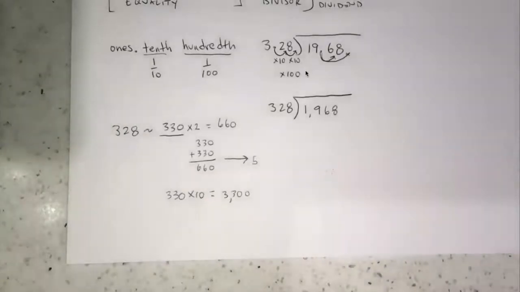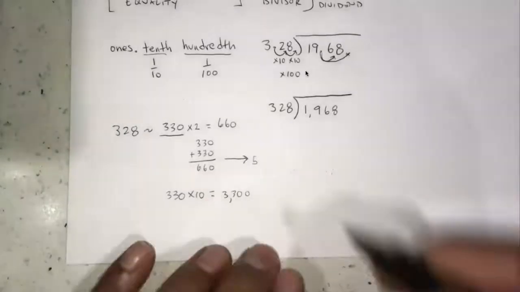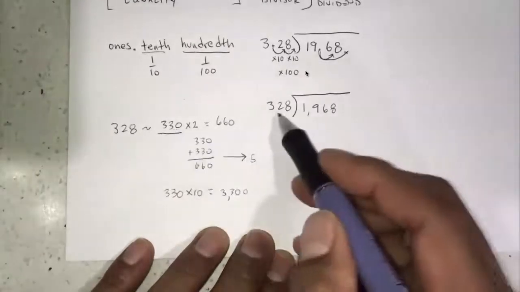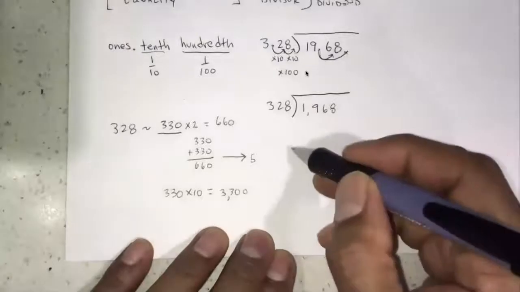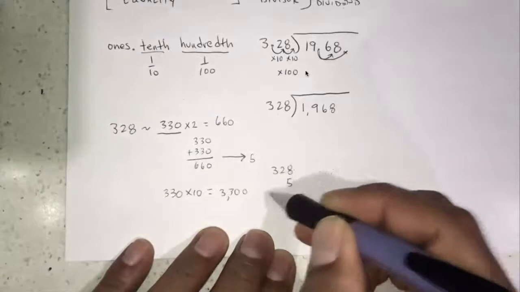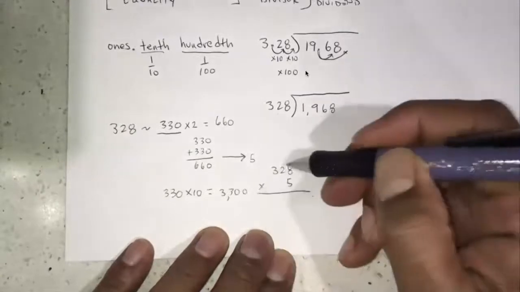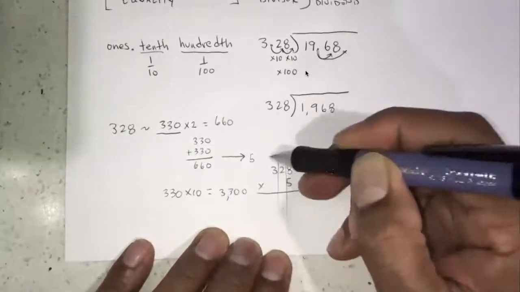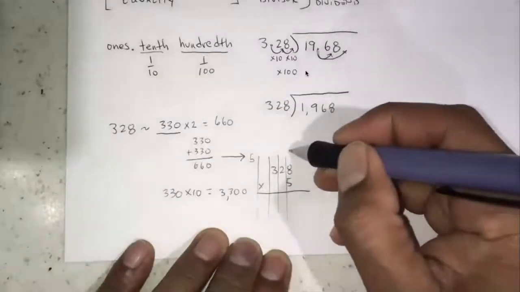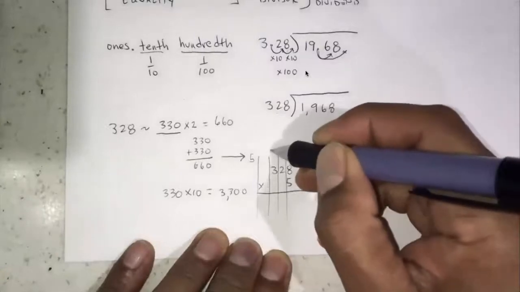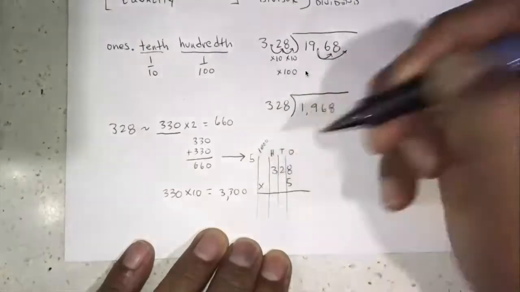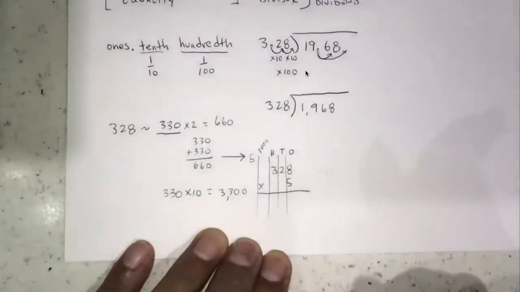I want to see what that number is. This time I'm not going to take my approximation. I'm going to take my actual divisor of 328 and multiply that by 5. I want you to line this up nice and neat. We talked about placeholders. This is the ones, the tens, the hundreds, and this one is the thousands. I'm just going to put 1,000. So what do we do?